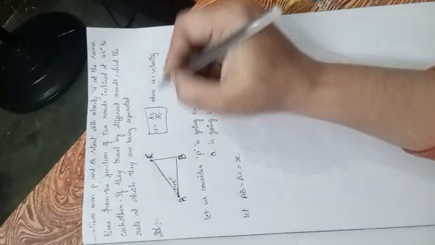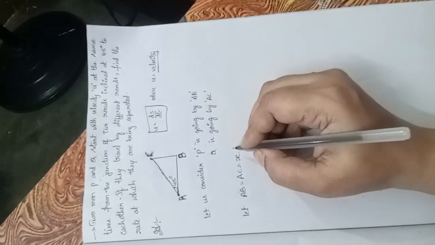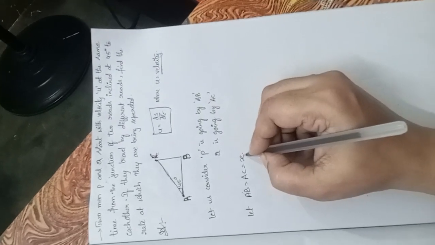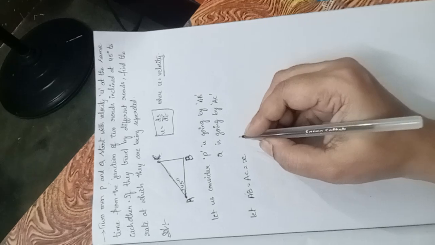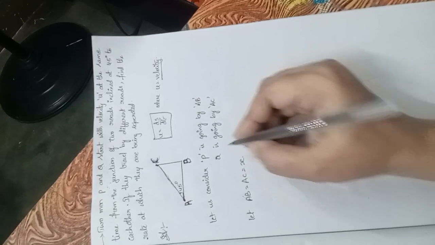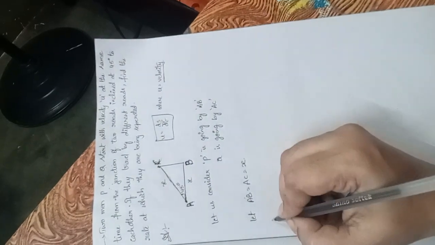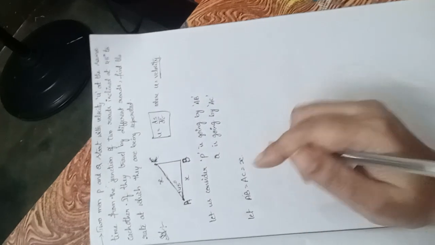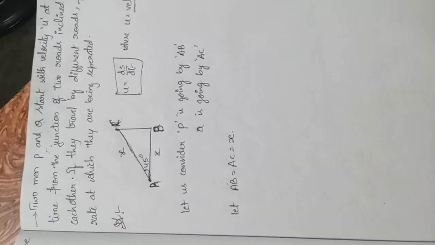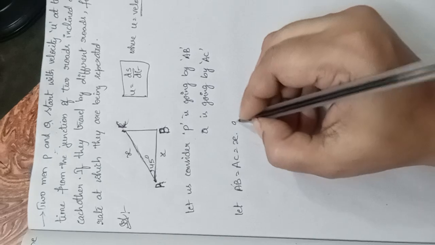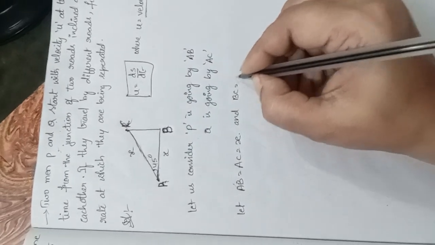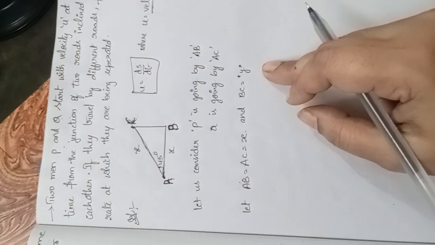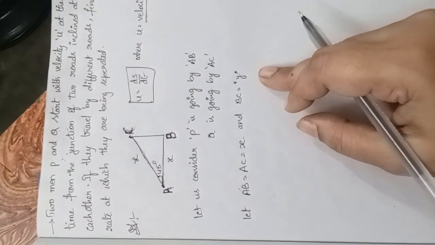the same velocity. Okay, so same velocity, and this will be x, this will be x, and BC equals y. Okay, let us take like this.